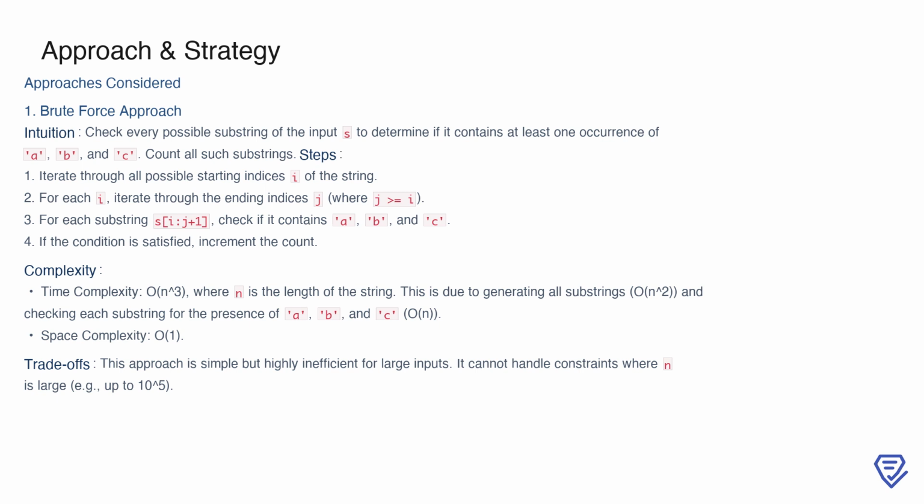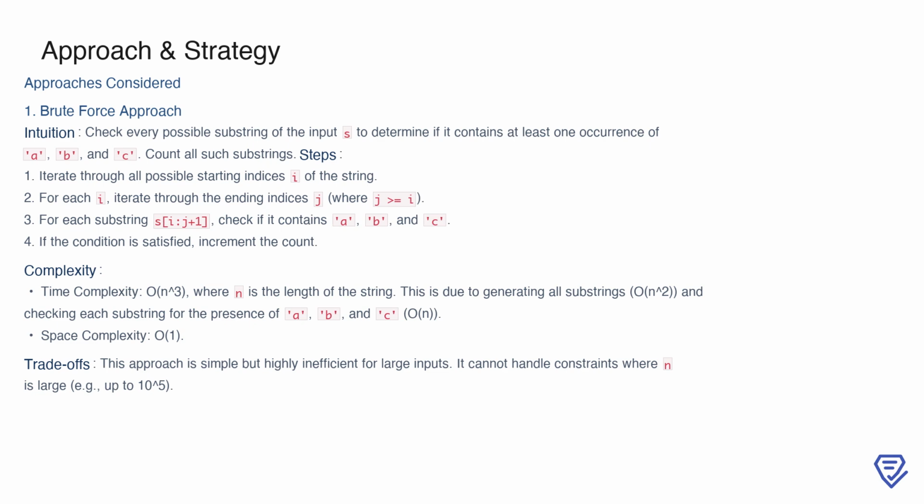This is because generating all substrings takes O(n^2), and checking each substring for the required characters takes O(n). Although it works for small input sizes, it is highly inefficient for larger strings, making it impractical when n is large, such as 10 to the power of 5. The trade-off here is that while the logic is easy to grasp, the execution time quickly becomes prohibitive as the input size increases.